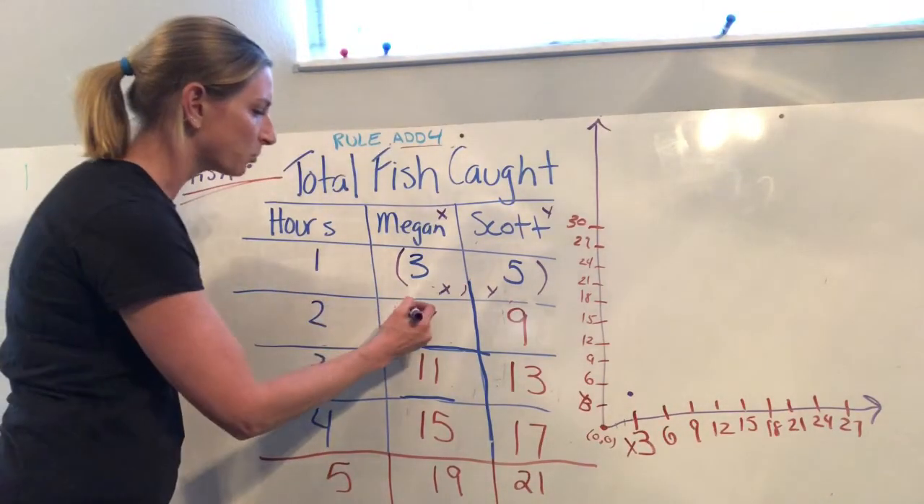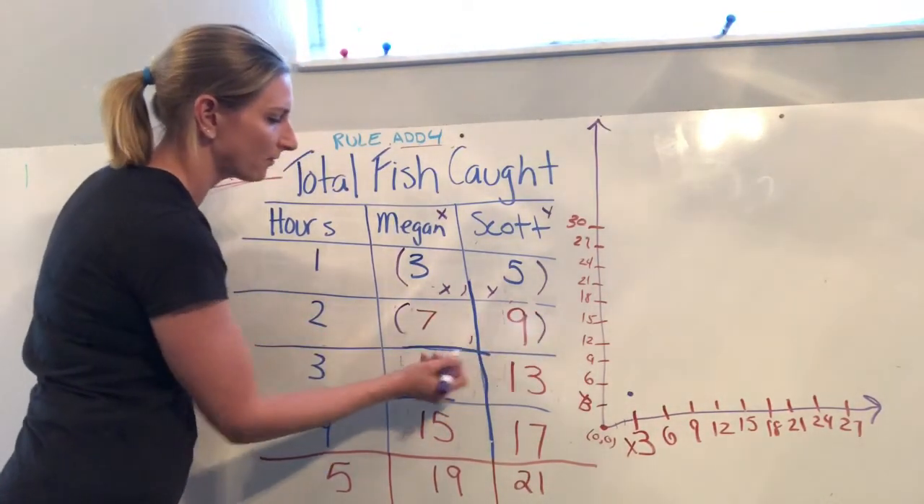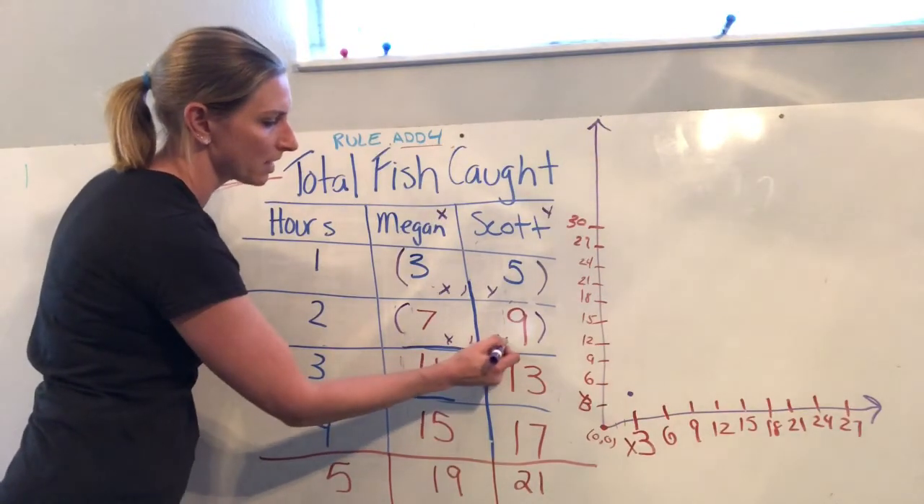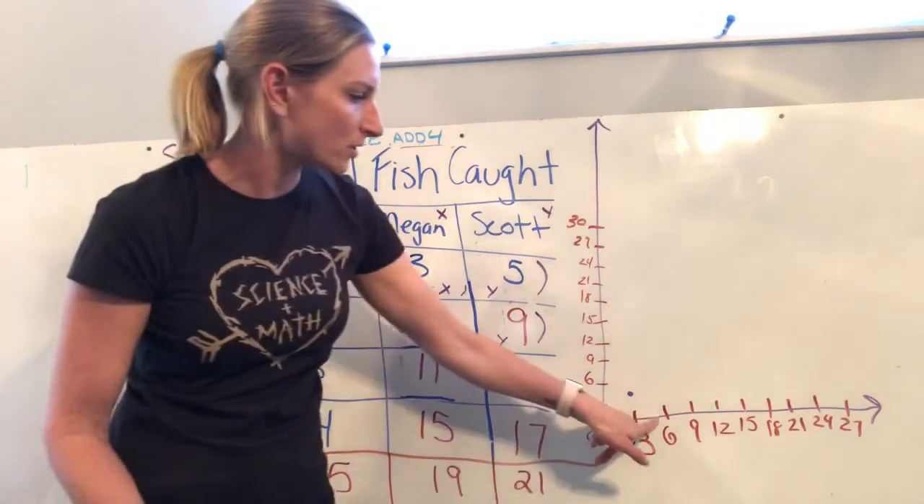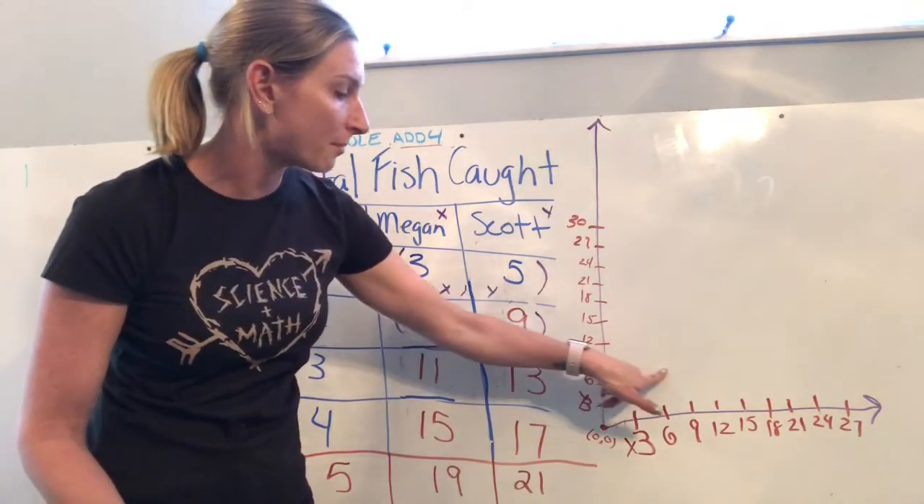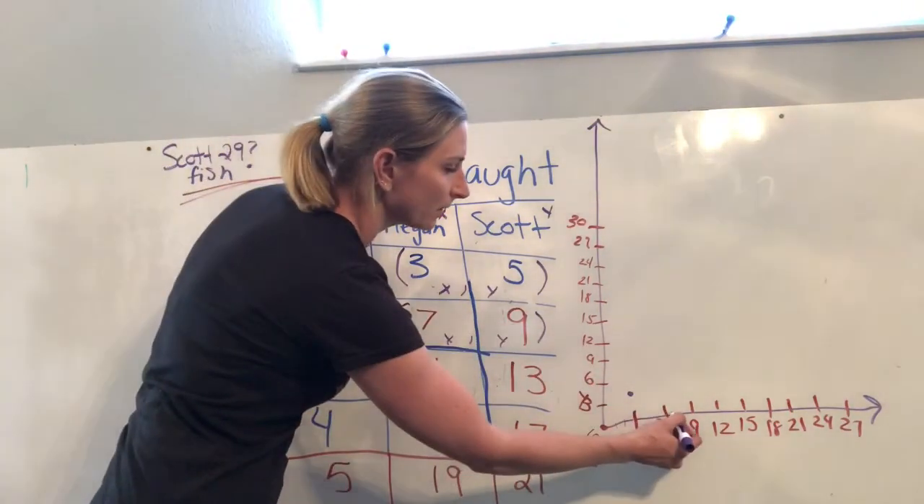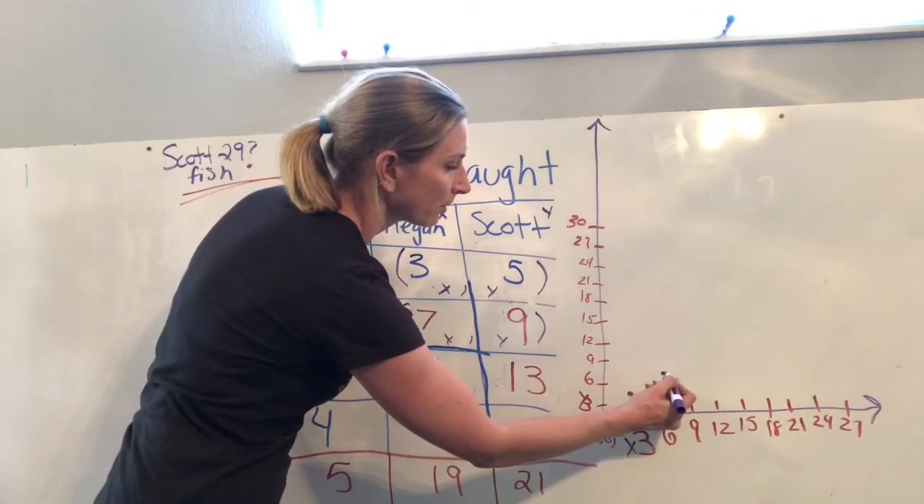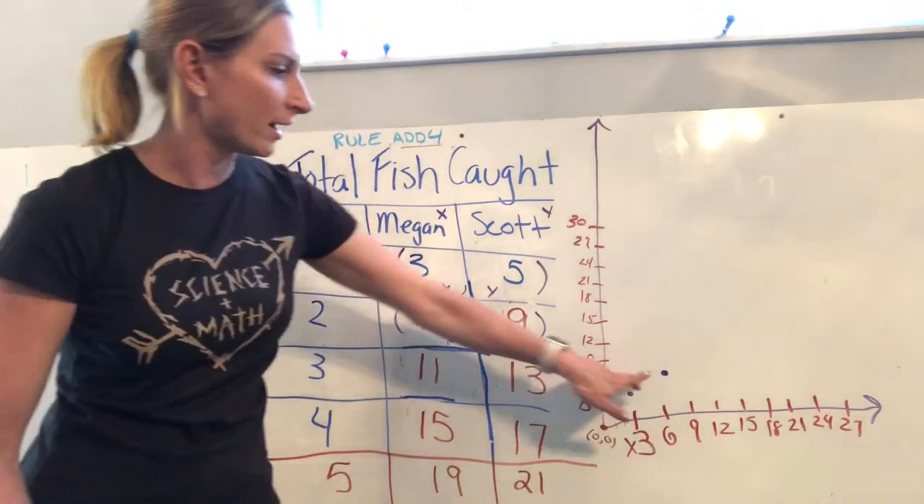Now I have my next point. My next point is going to be 7, 9. 7 on the x, 9 on the y. So let's see, 7's right after 6, and 9 I actually have on my grid. So I'm going to be a little after 6 and right up to where the point for 9 is.